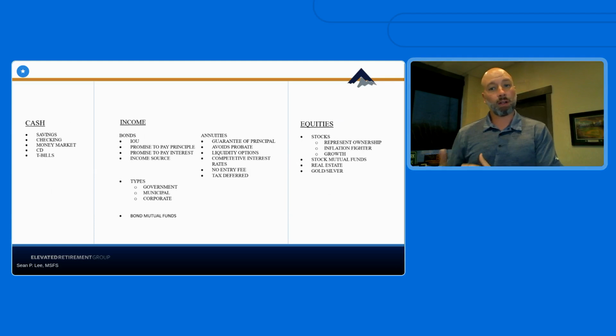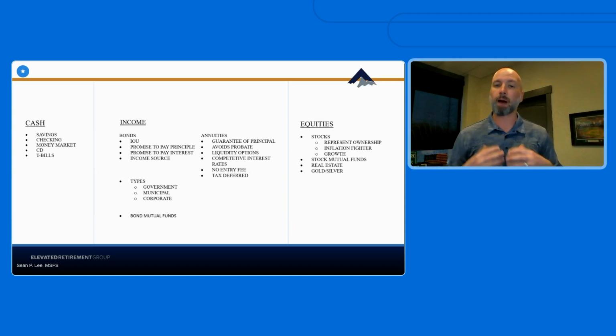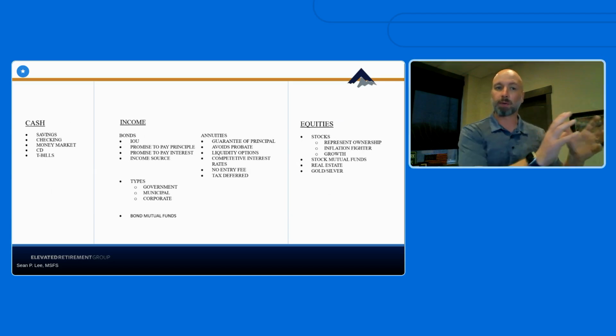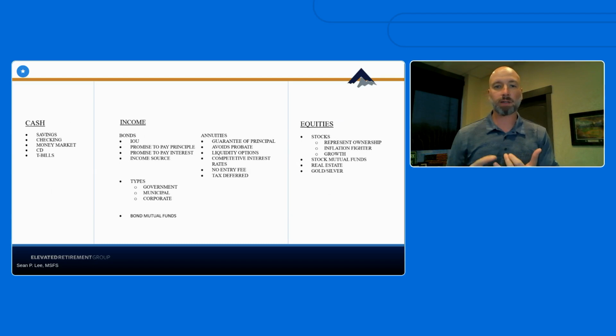And the last area that we look at are equities. Now we're saying, I'm an owner of something, I'm not lending money to you. Much like with the income and bonds and bond mutual funds, you were a lender. Now inside of equities with stocks, stock mutual funds, real estate, gold and silver, you are an owner.